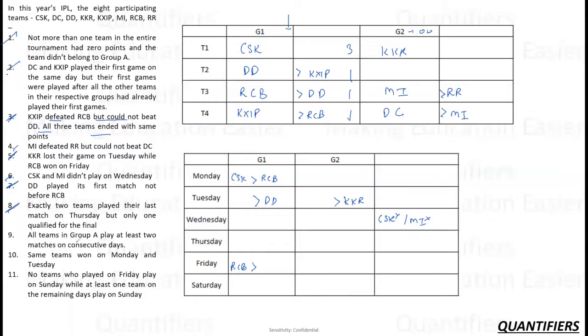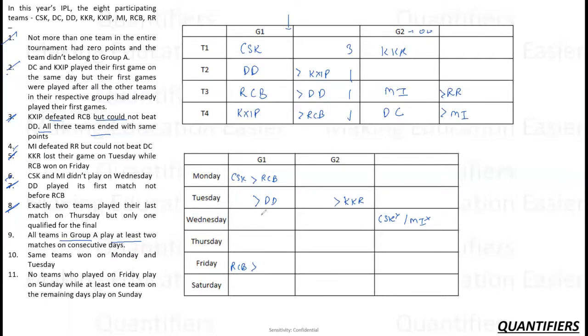All the teams in Group A played at least two matches on consecutive days. So two matches on consecutive days, which means CSK or RCB has to be here, though we have already analyzed that. But at least two consecutive days.